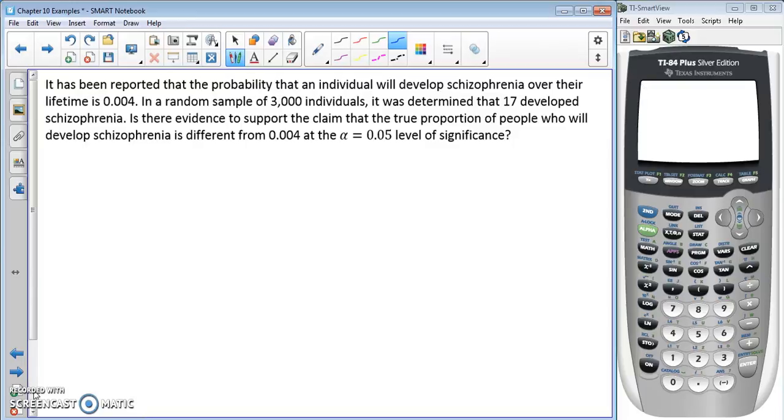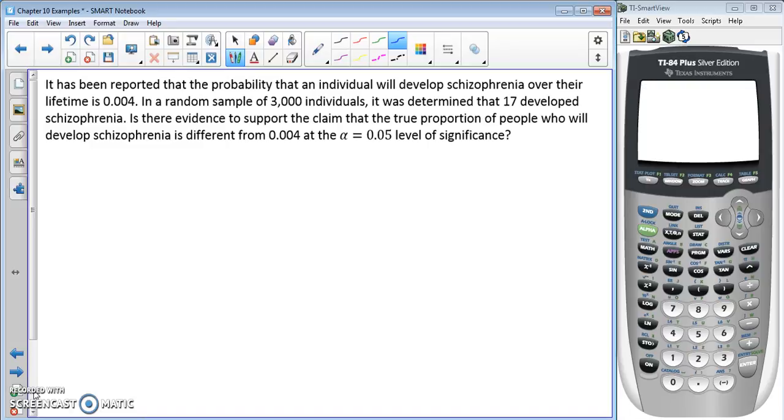It has been reported that the probability that an individual will develop schizophrenia over their lifetime is 0.004. In a random sample of 3,000 individuals, it was determined that 17 developed schizophrenia. Is there evidence to support the claim that the proportion of people who will develop schizophrenia is different from 0.004 at the alpha equals 0.05 level of significance?